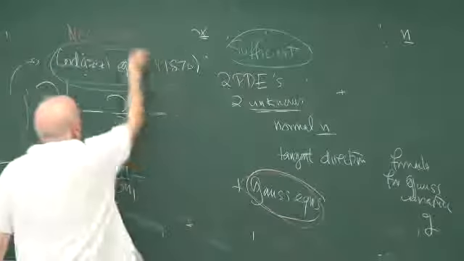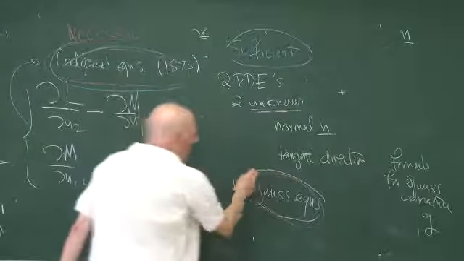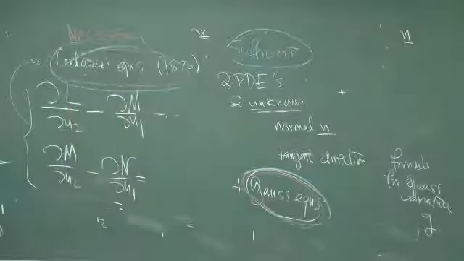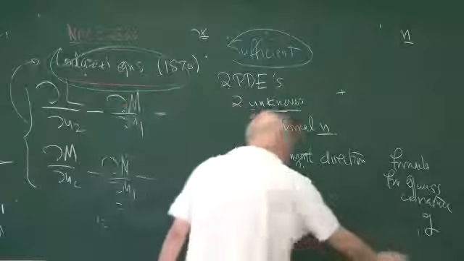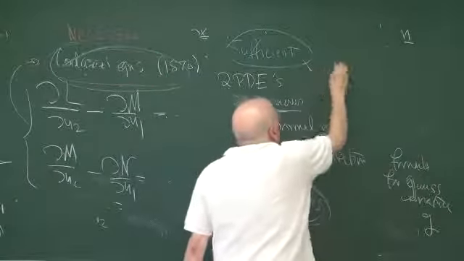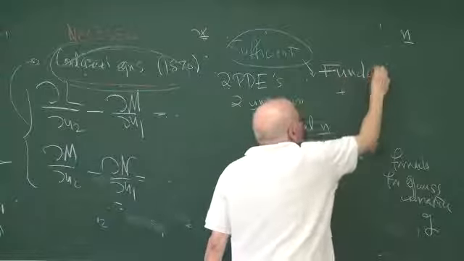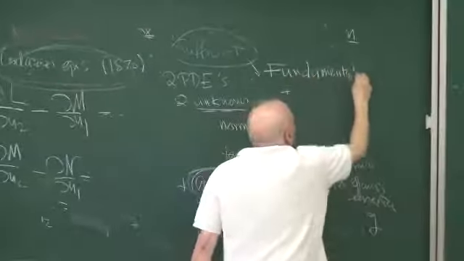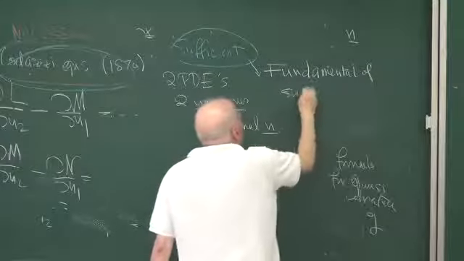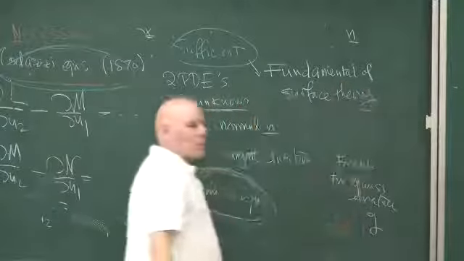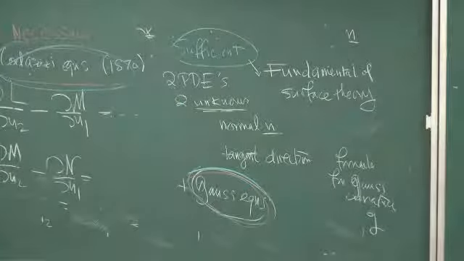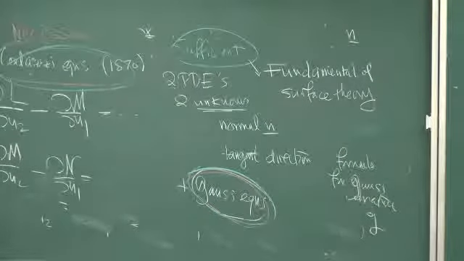Gauss, if you can solve the Codazzi equations, solve the PDEs, under the condition of the Gauss equations, then it's also sufficient. And this theorem is called the fundamental theorem of surface theory. Just as the fundamental theorem of calculus, this is the fundamental theorem of surface theory, which says if you can satisfy the integrability conditions, there indeed is a surface.